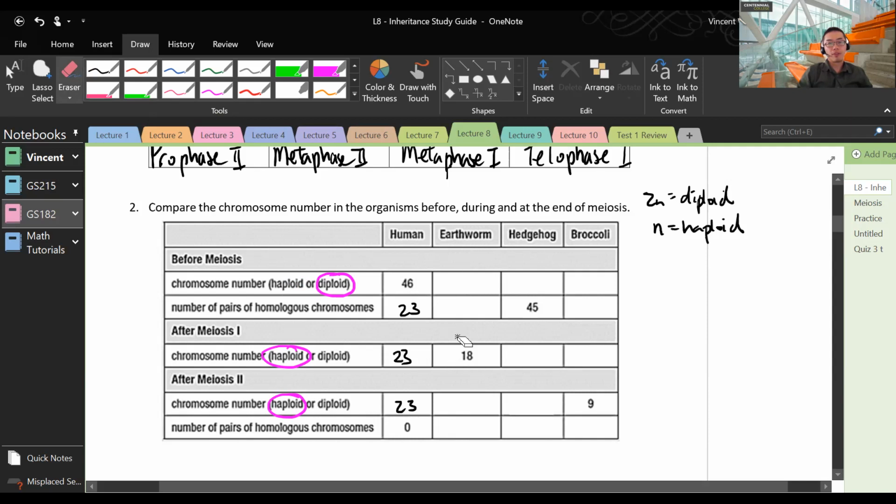Earthworm. So if you have 18 after meiosis 1, that means at the beginning you have 36. Okay? It's doubled, right? Or 18 pairs. And then it's still 18 after the second division. No homologous chromosome. Okay. It's pretty straightforward now, I hope. 90, 45, 45, 45, 0, 18, 9, 9, 9, 0.